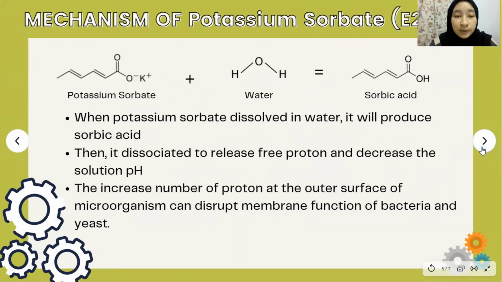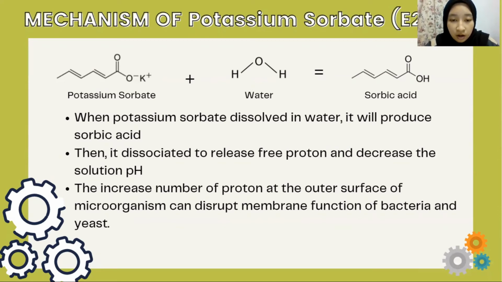Okay, now I will explain about the mechanism of potassium sorbate. Firstly, when potassium sorbate dissolves in water, it will produce sorbic acid. Then it dissociates to release free protons and decrease the pH of the solution. The increased number of protons at the outer surface of microorganisms can disrupt the membrane function of bacteria and yeast. Okay, now we'll be continuing with Sarah.